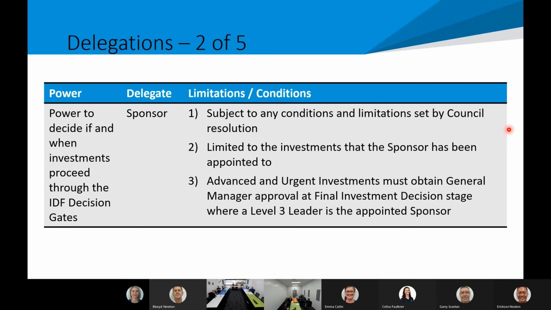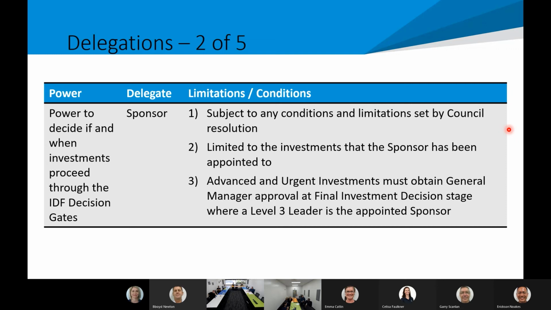So the second delegation is again power to decide if and when investments proceed through the IDF decision gate. So this is all gates and the delegate is the sponsor. So there may be examples where we've already got a sponsor identified and we know who that is at gate 0, but typically we won't. If I'm using an 80-20 rule, we won't know that. So hence we needed that line manager delegation. But this delegation is for all the decision gates.